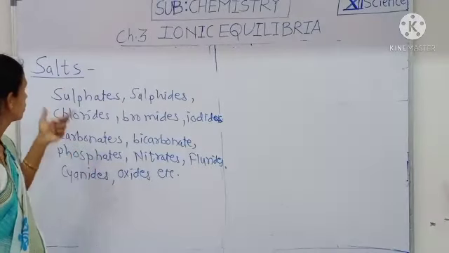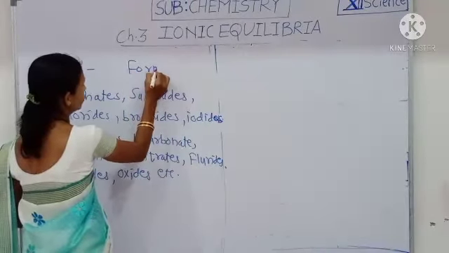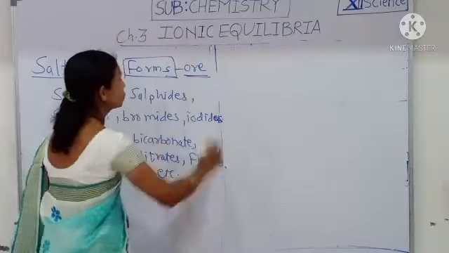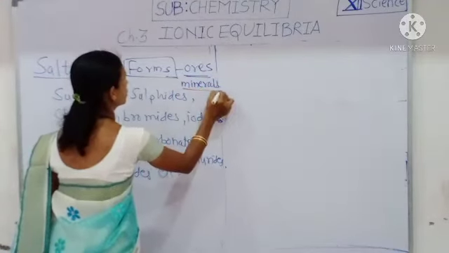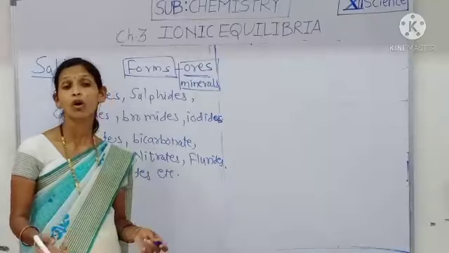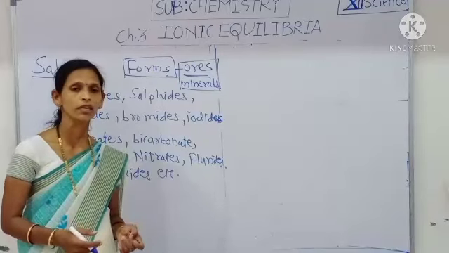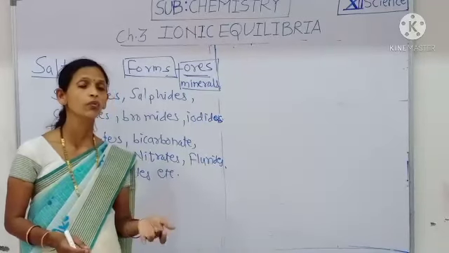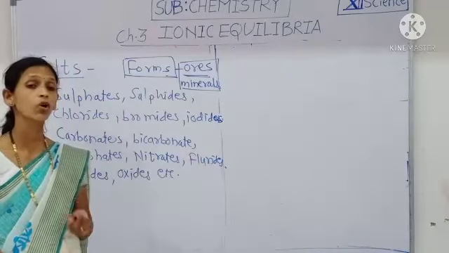These are the salts which are found in nature in different forms, in the form of ores. Ores are also known as minerals. Then see here how salt formation takes place: salt is obtained by the reaction between an aqueous solution of acid and an aqueous solution of base, which gives salt and water.